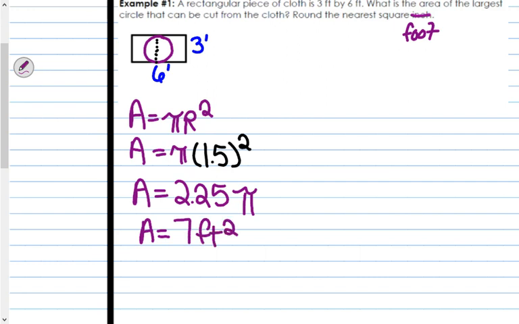And some of you might be wondering, well, how did I know that the radius was 1.5? Well, think about it. I drew a circle, and the biggest the circle could be was 3 feet tall because the rectangle was 3 feet tall. So half of that would be the radius, that'd be 1.5. So our area is 7 feet square.